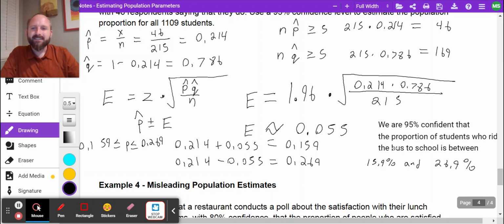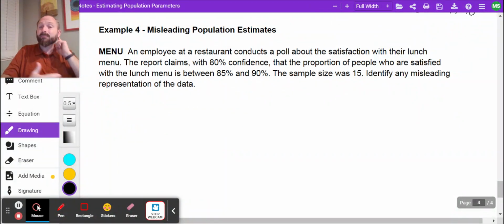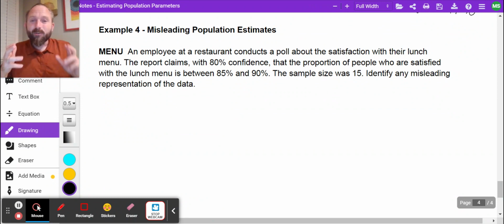All right, so let's do our final example, misleading population estimates. An employee at a restaurant conducts a poll about the satisfaction with their lunch menu. The report claims with 80% confidence that the proportion of people who are satisfied with the lunch menu is between 85 and 90%. The sample size was 15. Identify any misleading representation of data. So let me write it out and then explain.